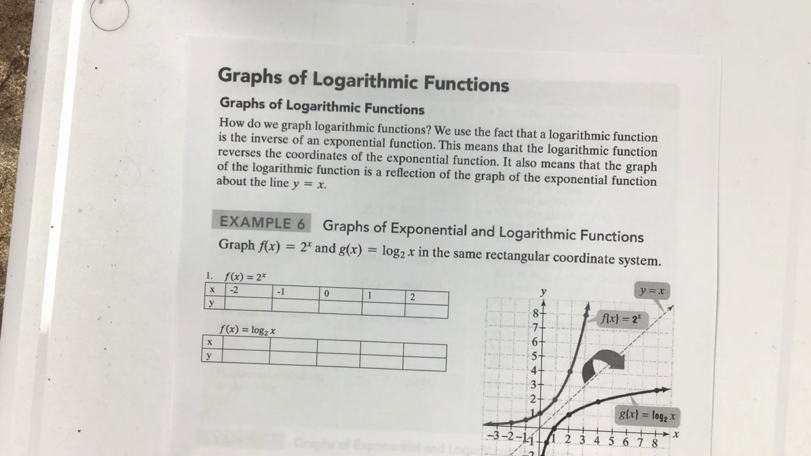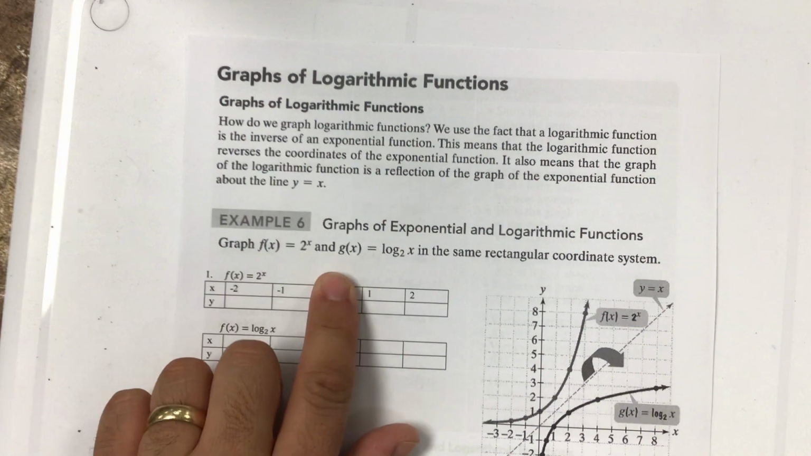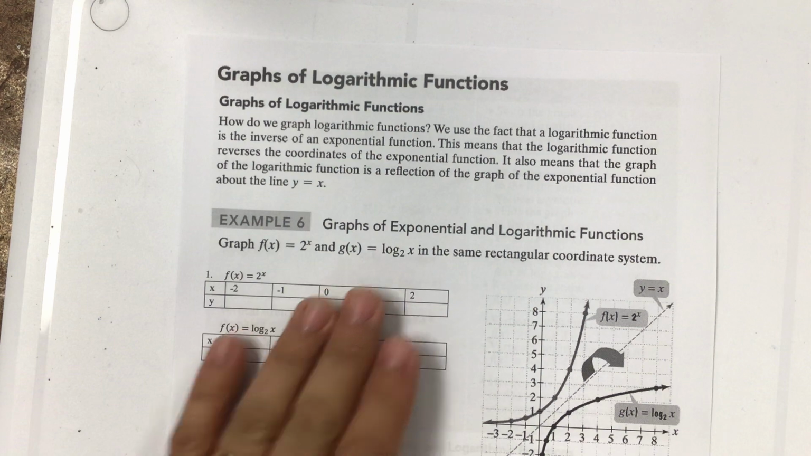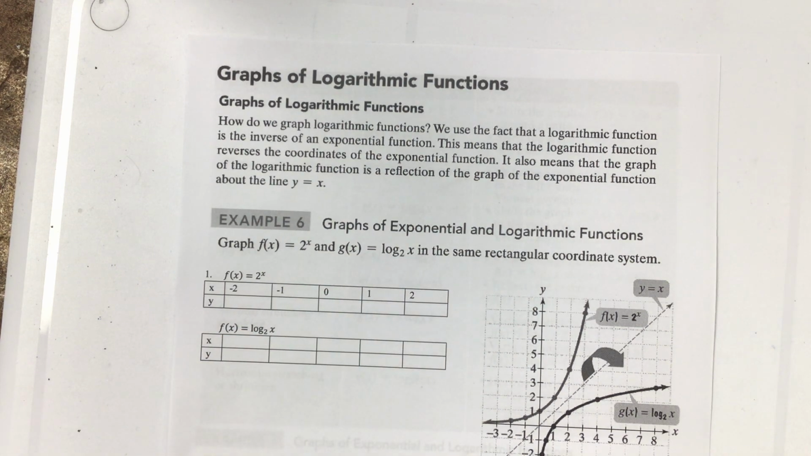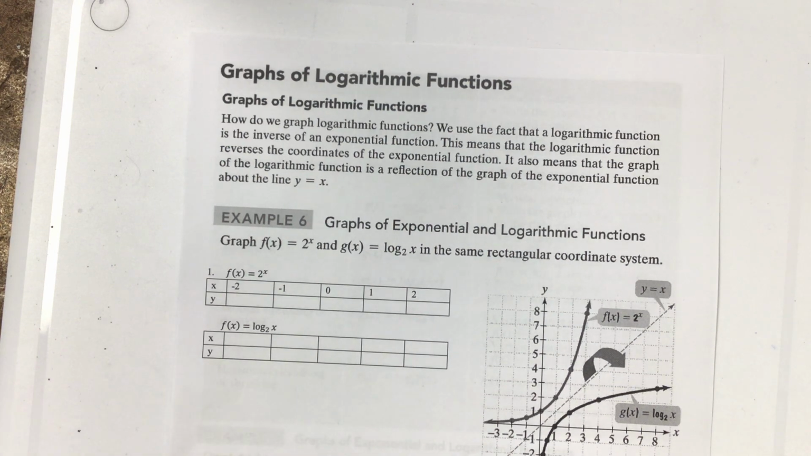So let's take a look at this. Example 6 says graphs of exponential and logarithmic functions. So we have f of x equals 2 to the x, and we have g of x equals log base 2 of x. Now, if you have a graphing calculator, you could simply type that in and get the table, but we don't. We have a scientific calculator, kind of like that. All right, so we've already done this before.